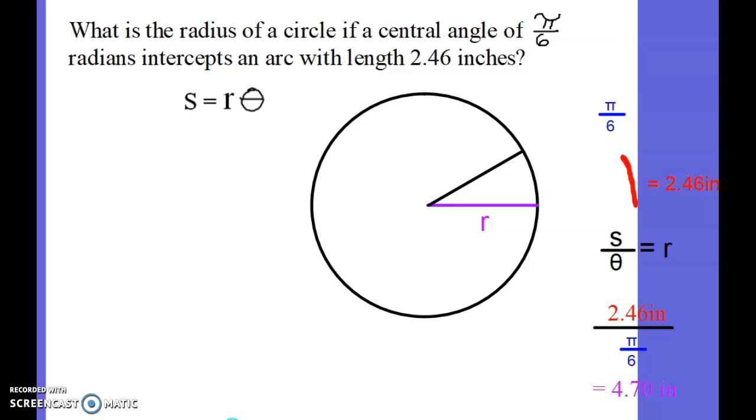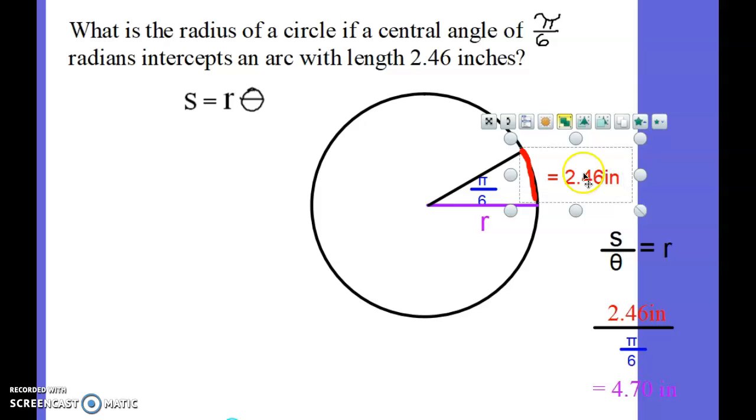Okay, continuing on. Now they want to know the radius of the circle. If the central angle is pi over 6, so let me label, this central angle is pi over 6. Pi is 180 degrees, divided by 6 is 30. That's a 30-degree angle, pi over 6 radians. And the length of the arc is 2.46 inches. They want to know r.